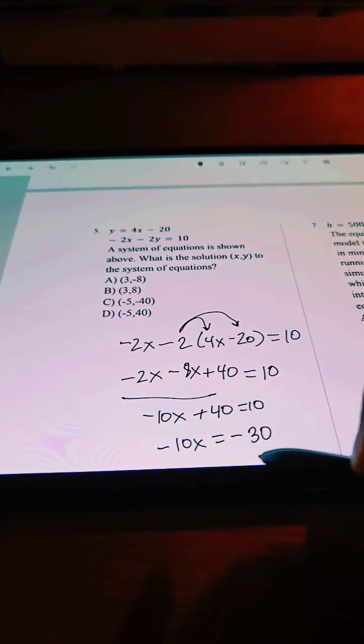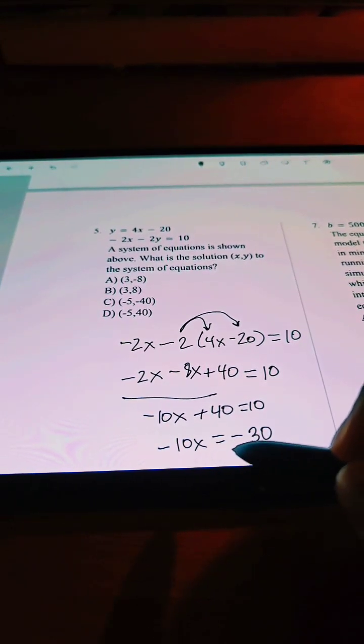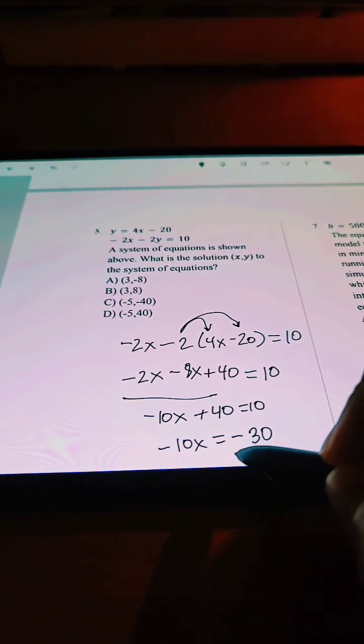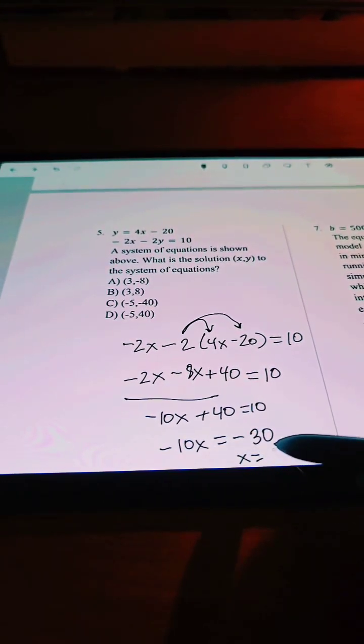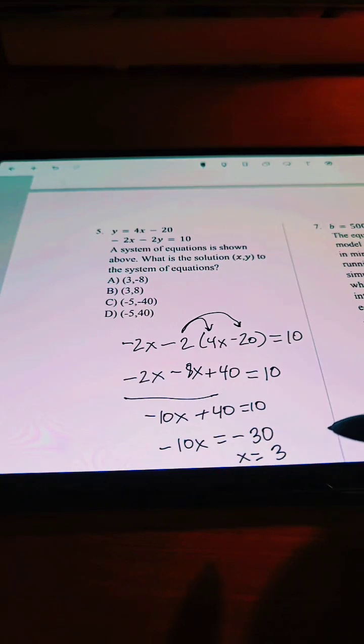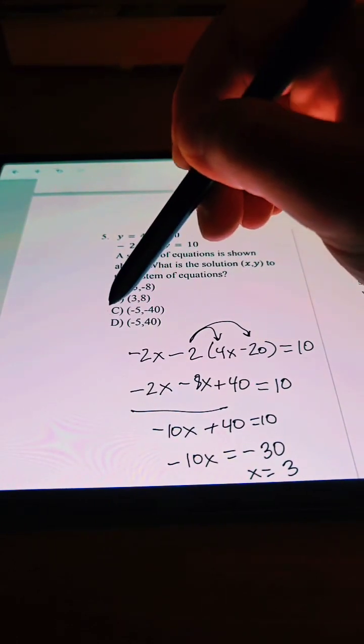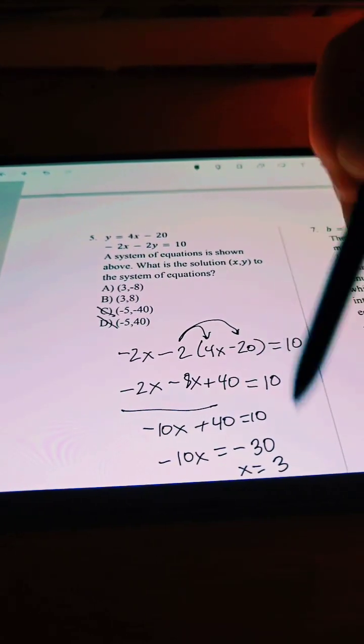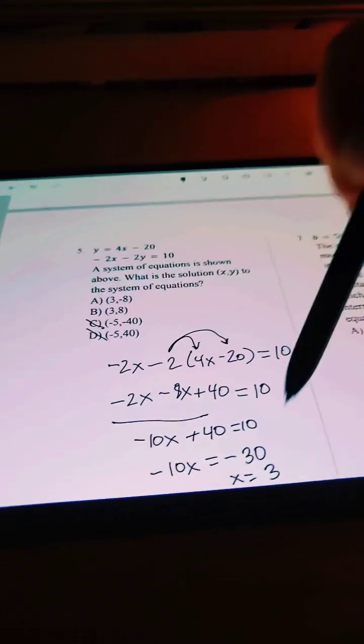So negative 10x is equal to negative 30. So then we're going to divide by negative 10 on each side to get x by itself. And then that's going to give us that x is equal to 3. So just from that, we can cross out c and d, because we know x has to be 3.